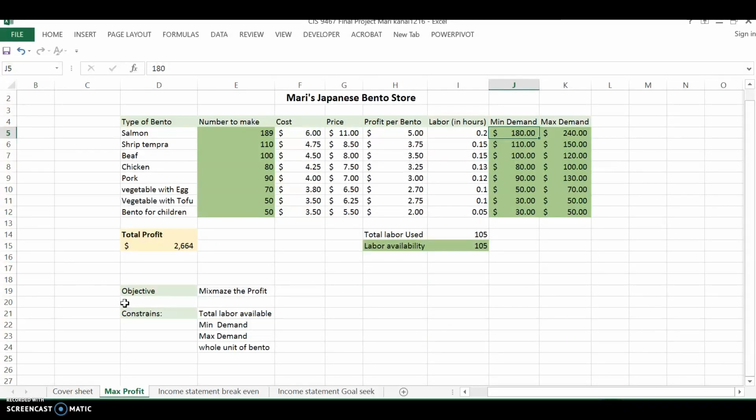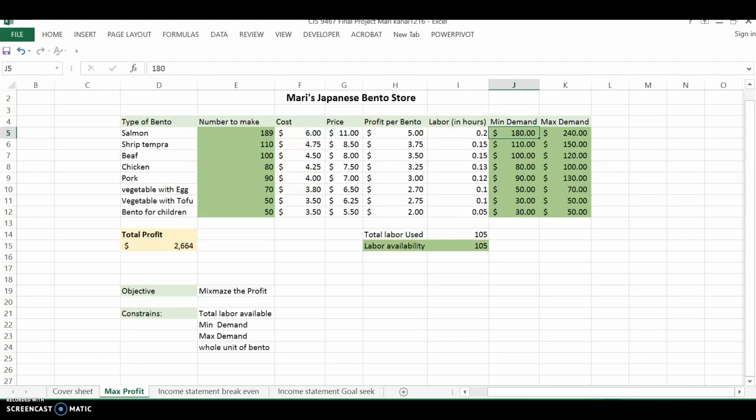After adding this constraint, the salmon bento, which has the highest profit per bento, decreased from 240 to 189 because it costs more time. The bento for children, which has the lowest profit, still keeps the maximum demand because it costs less money. Some information for the monthly financial statement is based on this result, such as average price per unit, units sold, units produced, and variable cost.